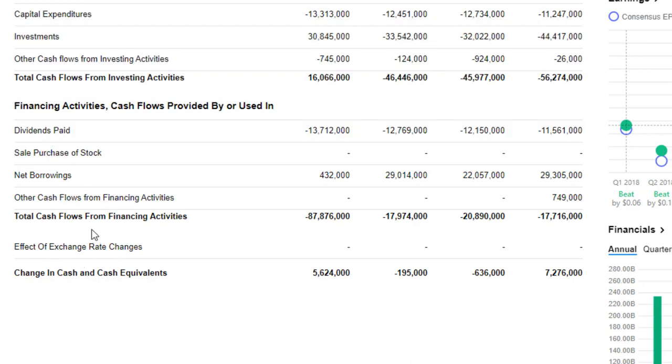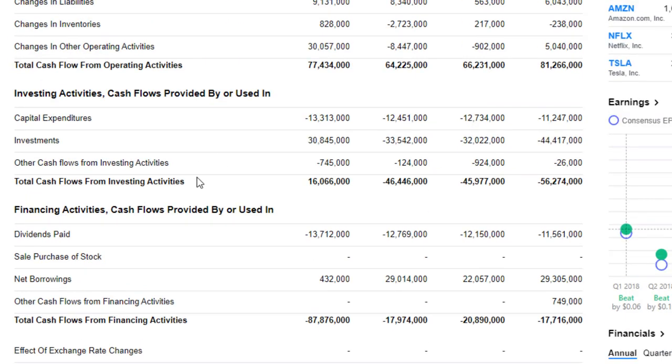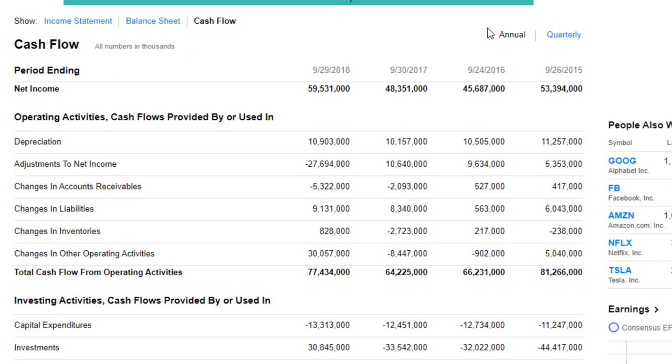Then we have a total cash flow. When you add all of these numbers up, as I said, you get a total of $5.6 billion that Apple has in the bank after we add and deduct everything that needs to be added or deducted. And basically, guys, that's it. Pretty easy, pretty straightforward. To repeat, the cash flow statement consists of three separate sections: financing activities, investing activities, and operating activities. And the cash flow statement is part of the three most important financial statements, which are the cash flow statement, the balance sheet, and the income statement.